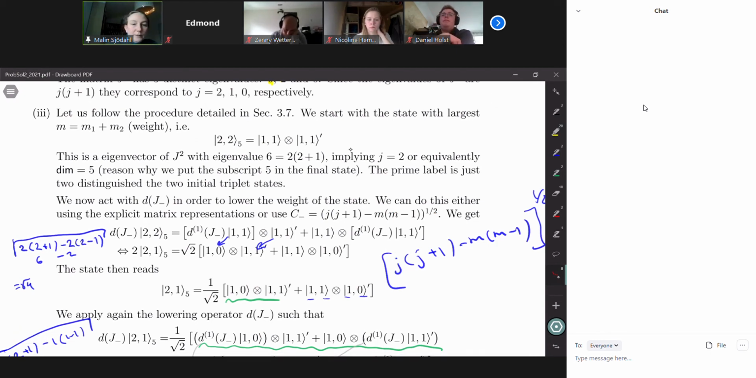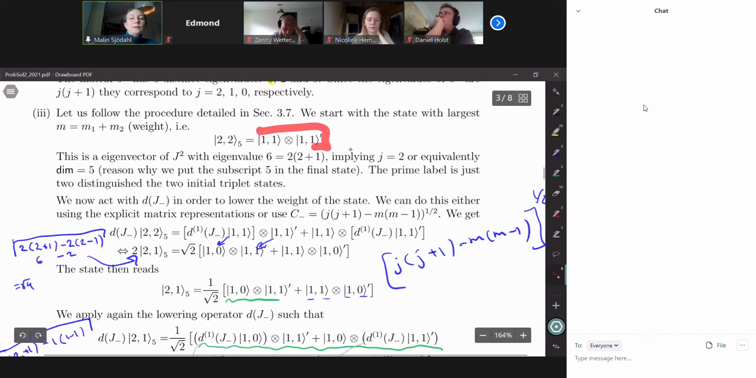So we have 2 times 2 plus 1 minus 2, because we have the maximal M here on this side, times 2 minus 1. So this is 6 minus 2. So that is 4. So we have square root of 4. So that goes into that 2 standing here. So now we have acted with J minus on this side here. That was easy because we had just one representation here. Now we should also act with J minus on this side here.